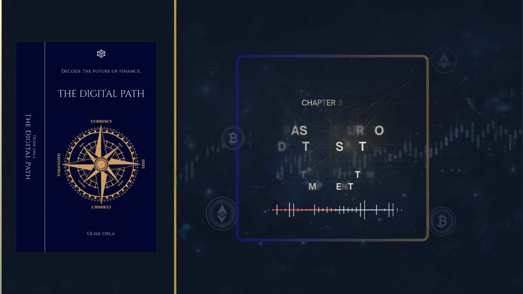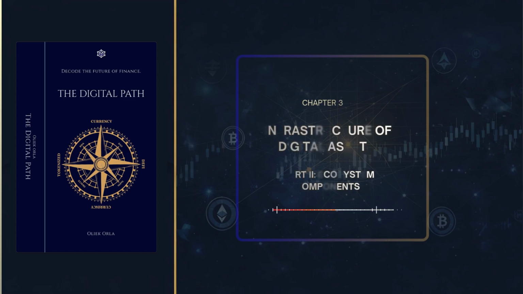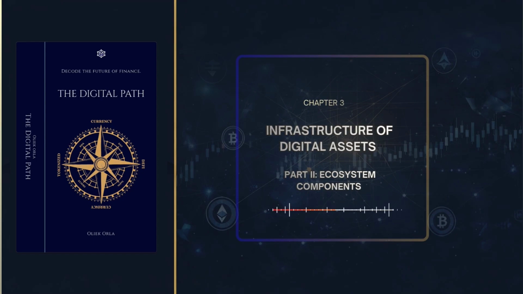Category: Currency. This segment includes cryptocurrencies designed primarily as a medium of exchange and a store of value within blockchain ecosystems. These are digital equivalents of money that operate without the involvement of banks or government institutions, enabling direct peer-to-peer transactions on a global scale.